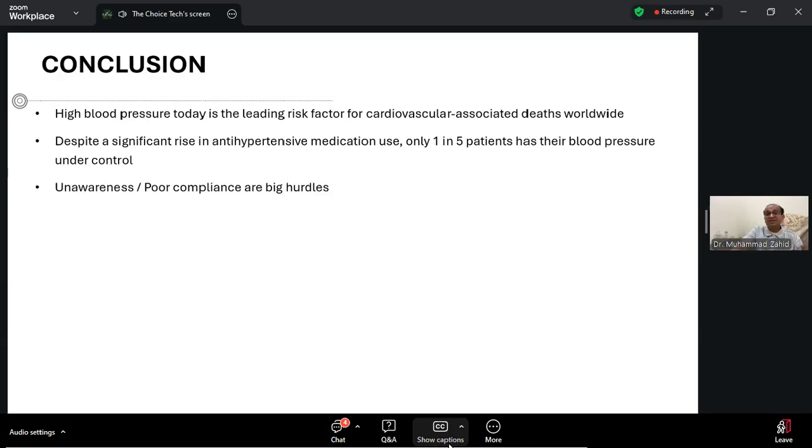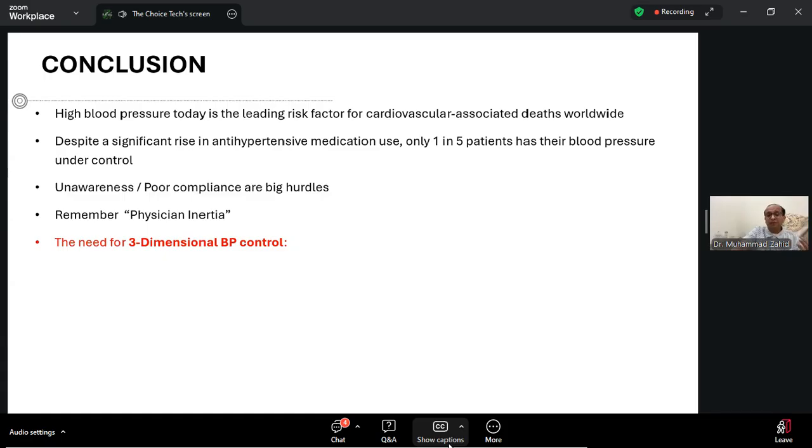We know that it's a silent killer, and despite our efforts, we are still struggling to control the blood pressure in the majority of our patients. Data suggests only 20% of our patients with hypertension have got control. About 40% are undiagnosed, and the rest of the 40% have got poor control. The reasons for that are patients being unaware, poor compliance, but physician inertia is also a big factor.